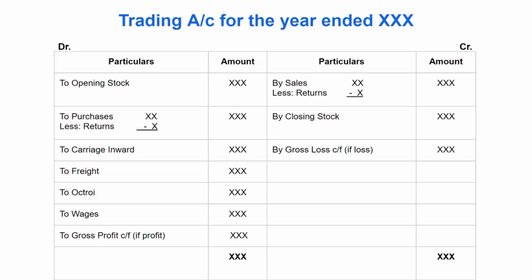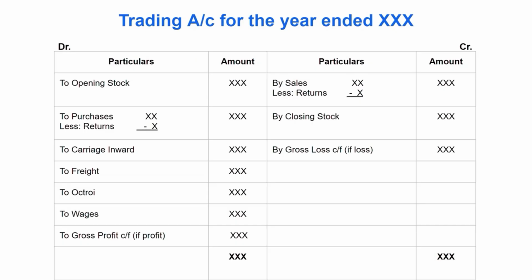Then we calculate the totals on both the sides. If the credit side is more than the debit side, then it is gross profit. We record it as gross profit carried forward. And if the debit side is more than the credit side, we record on the credit side by gross loss. One thing to remember here is we record only direct expenses and direct incomes in the trading account.